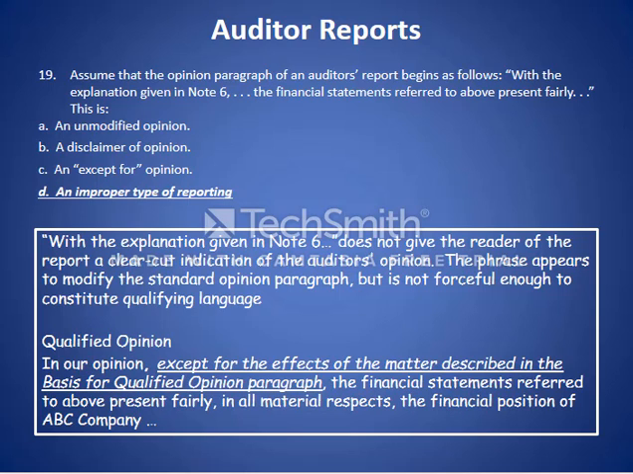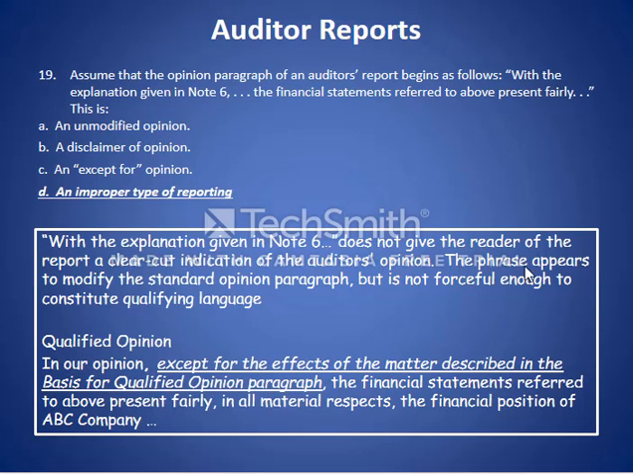Sorry, not recording, reporting. So in this case, with the explanation given in note 6, it doesn't give the reader of the report a clear-cut indication of the reason for the auditor's opinion. Again, that note basically has to stand alone in the basis for the qualified opinion paragraph.